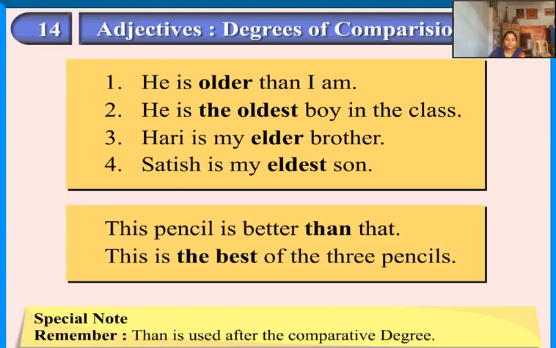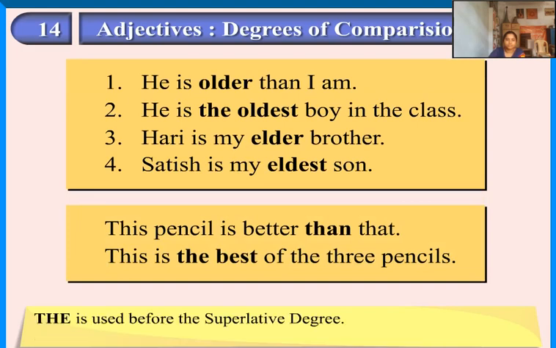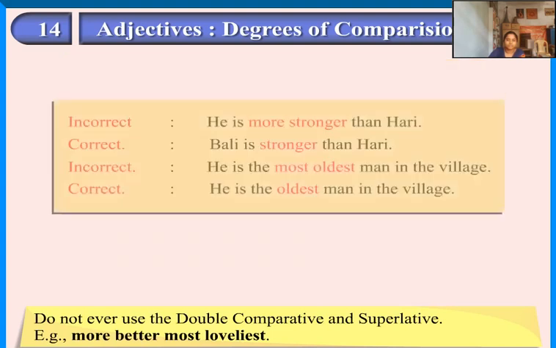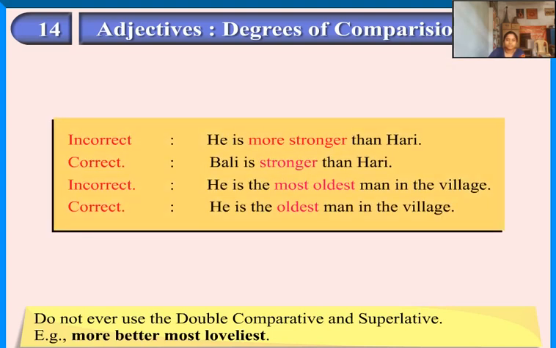Special note. Remember, than is used after the comparative degree. The is used before the superlative degree. This pencil is better than that. This is the best of the three pencils. Do not ever use the double comparative and superlative. Example: more better, most loveliest.